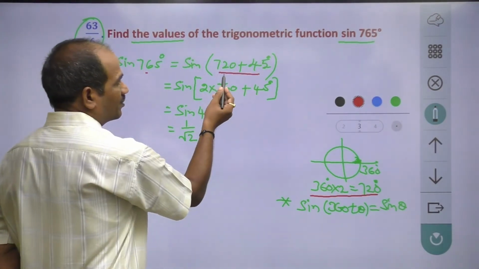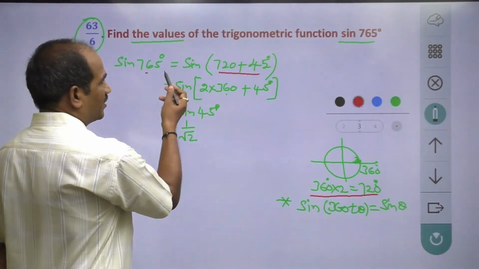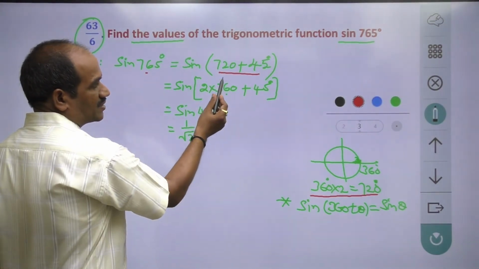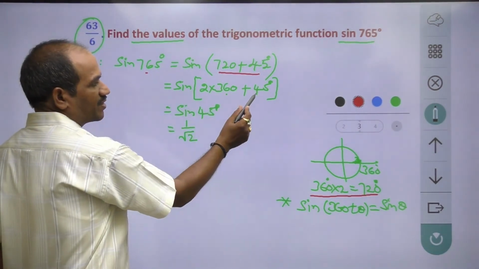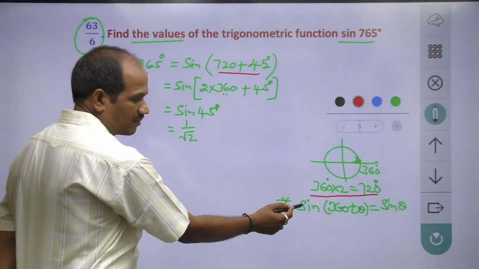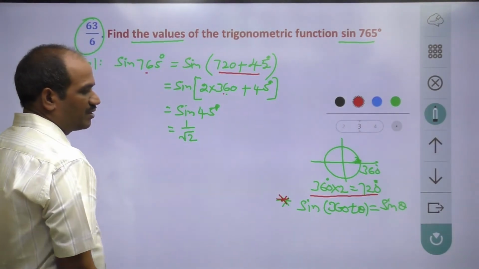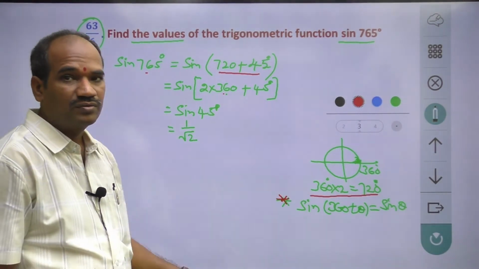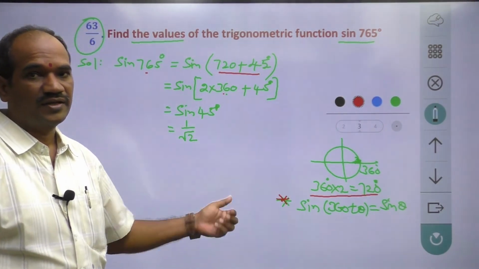Adding these two values, 720 plus 45, the total value is 765. It can be written as 2 into 360, multiples of 360, plus 45. See here, sine of 360 plus theta is sine theta. This is the formula. Next, sine 45 is 1 by root 2. So the total value is equal to 1 by root 2. Write this, and you also practice cosine one time.